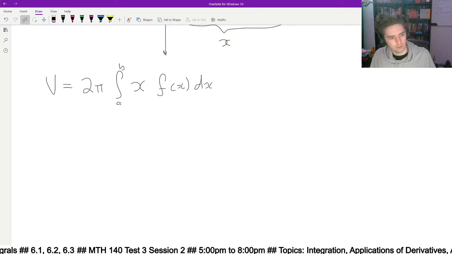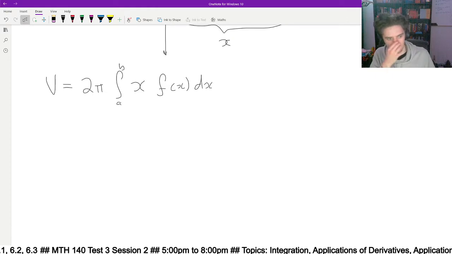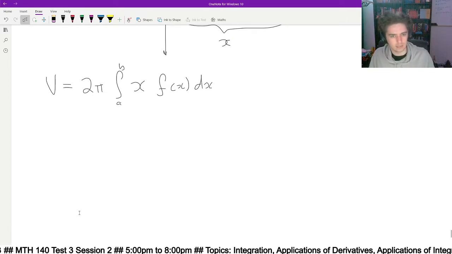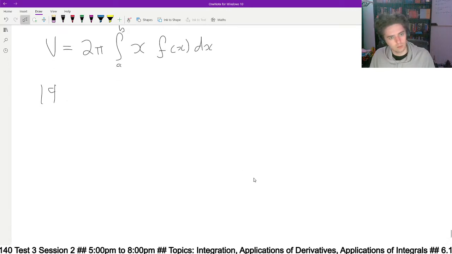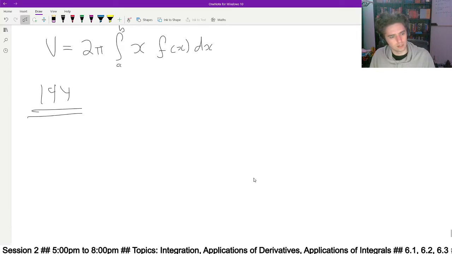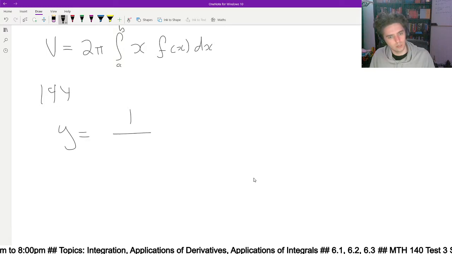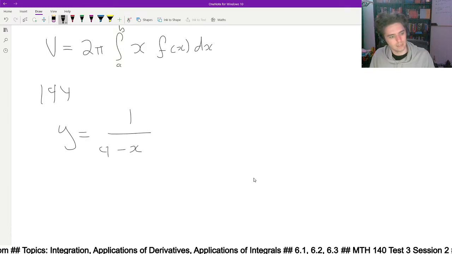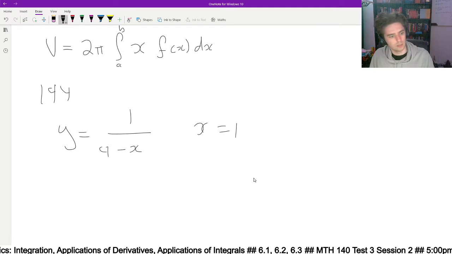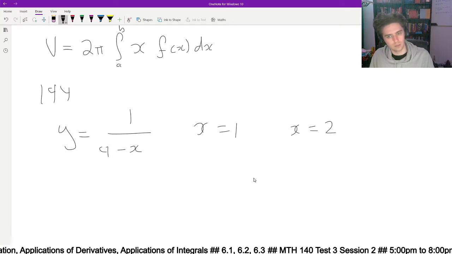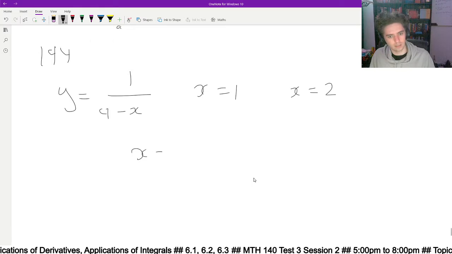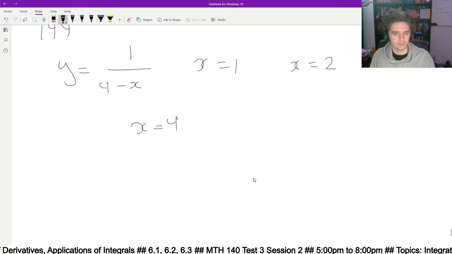So, for the following regions, find the volume generated when the region between the curves is rotated around the given axis. Okay, you said 144, right? Sorry, just making sure. Yeah. Okay, so y equals 1 over 4 minus x, x equals 1, x equals 2, and it's rotated around x equals 4.